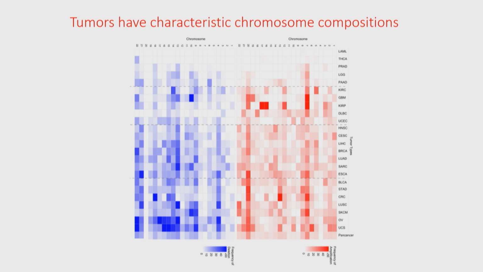And you can very clearly see that there are some types of cancers where specific chromosomes are highly frequently gained or lost. So one example here is glioblastoma. Virtually every single glioblastoma has a loss of chromosome 10 and a gain of chromosome 7. So clearly, there must be something in these chromosomes that promotes tumorigenesis. And now we need to find out what they are.